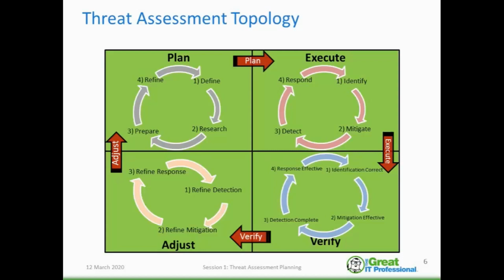Today, I want to talk about planning, which is the first part, and we'll talk about the different processes of planning. Then we'll move into execution, verification, and adjustment, and each one of these has a subsection. This is a topology that we've put together at Athens Group that we use on a very regular basis. We may have anywhere from 5 to 50 threat assessments going on at any one time. And this is an ongoing process. We live this every day.